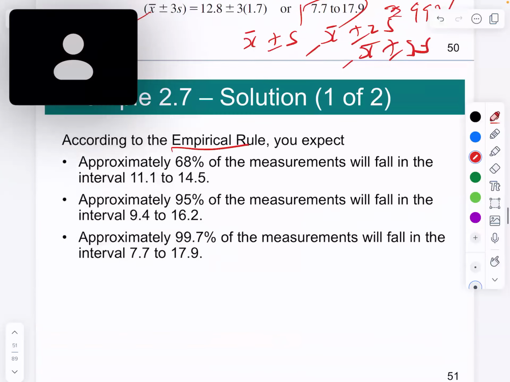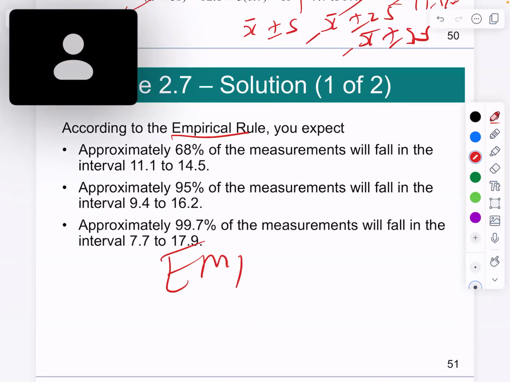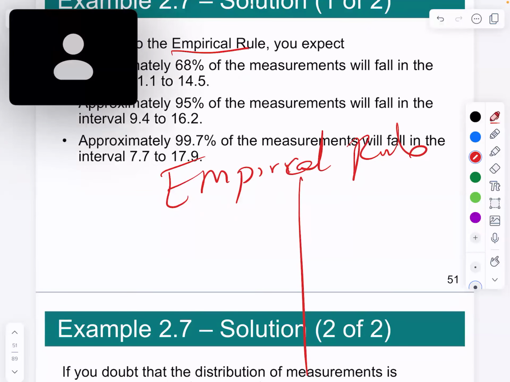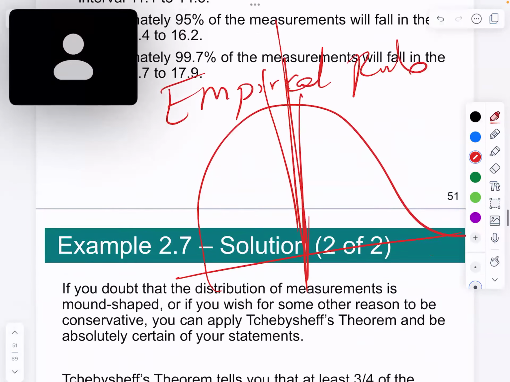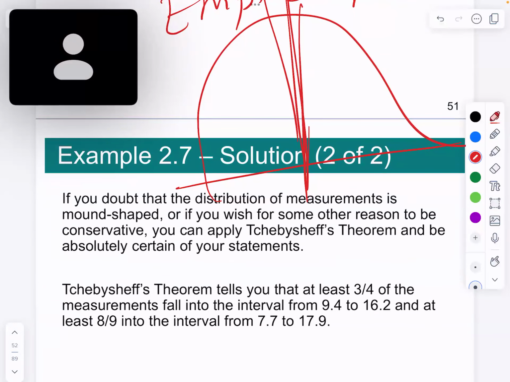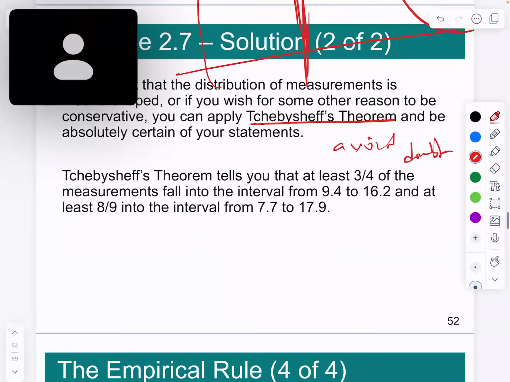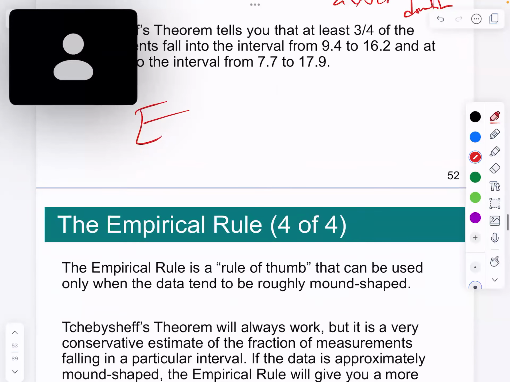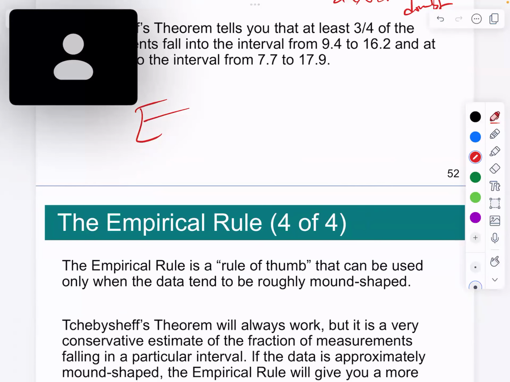But remember, the empirical rule assumes that the distribution is almost perfect, almost symmetric. Or if you are not sure of the nature of the graph, just use the Chebyshev theorem to avoid doubt. The empirical rule doesn't apply to all data, but Chebyshev applies to all data.